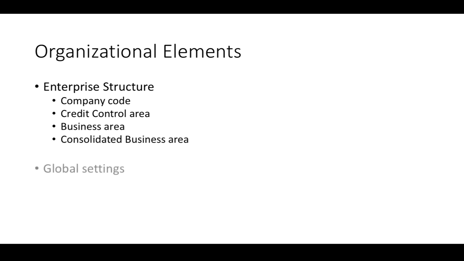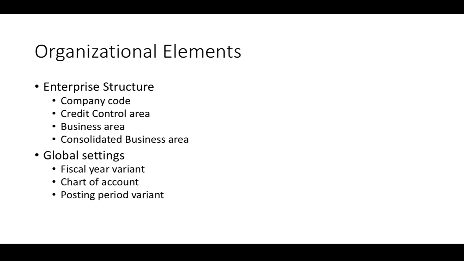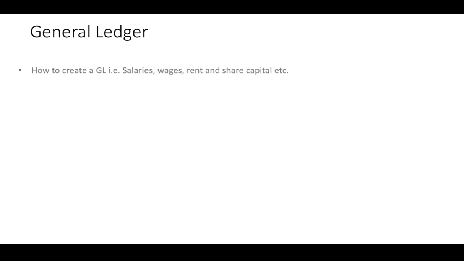In enterprise structure, we will define company code, credit control area, business area, consolidated business area. Then we will move towards the global settings. Then we will go with fiscal year variant. I will explain what is fiscal year variant, chart of accounts, posting period variant, tolerances and number ranges. Then we'll move towards the general ledger.